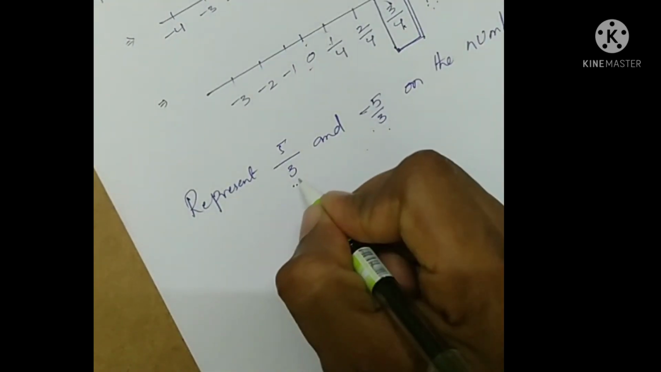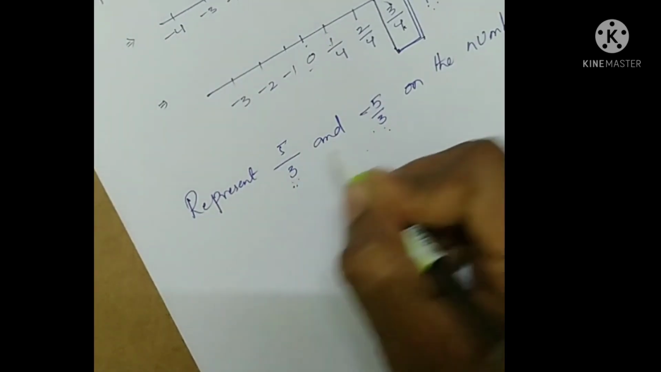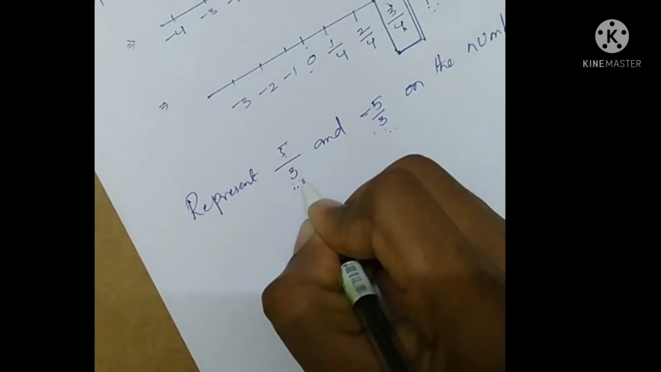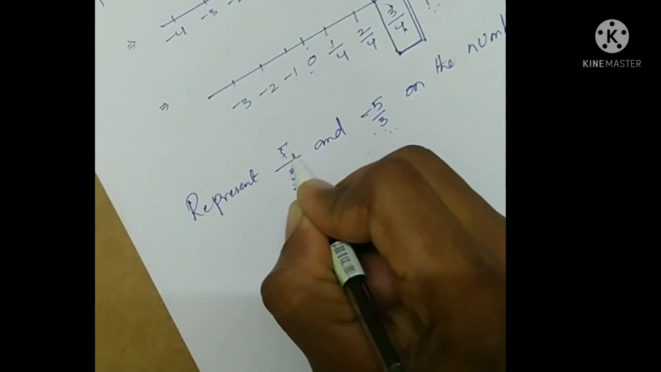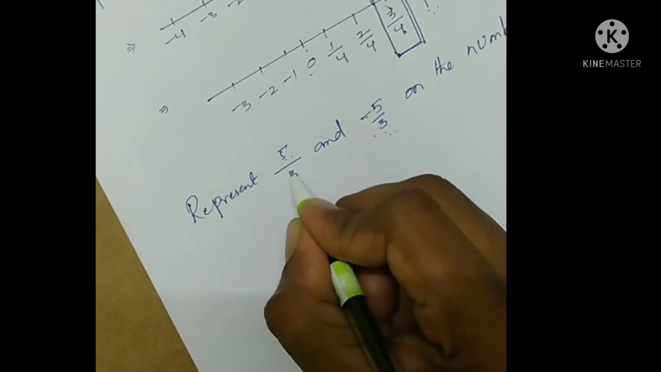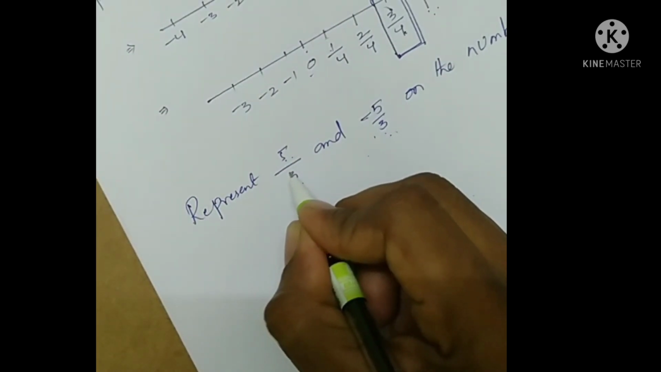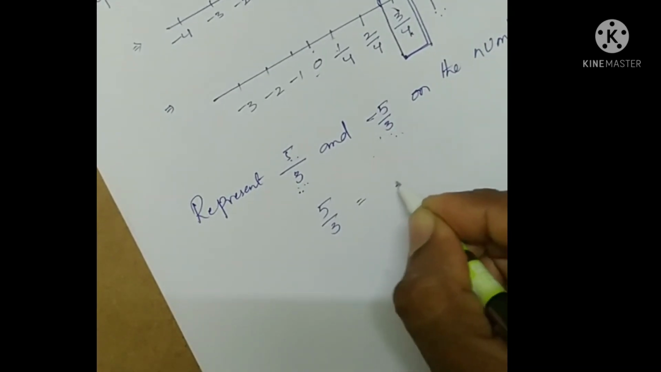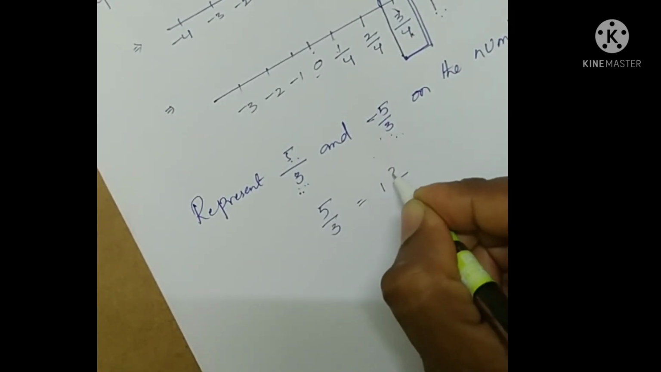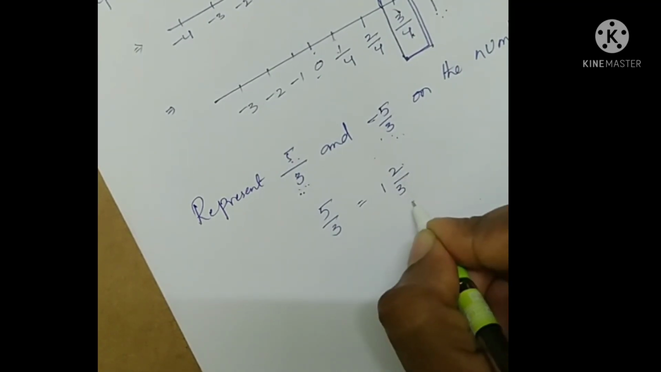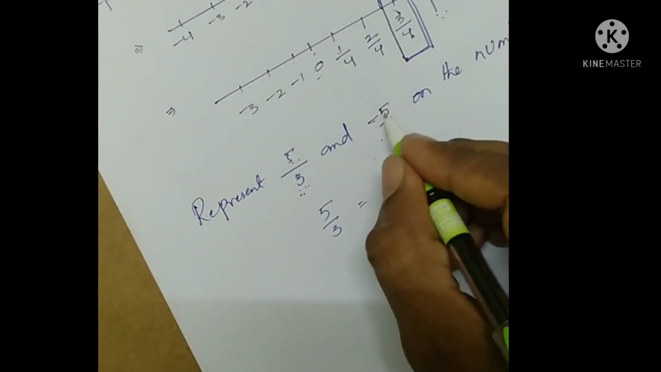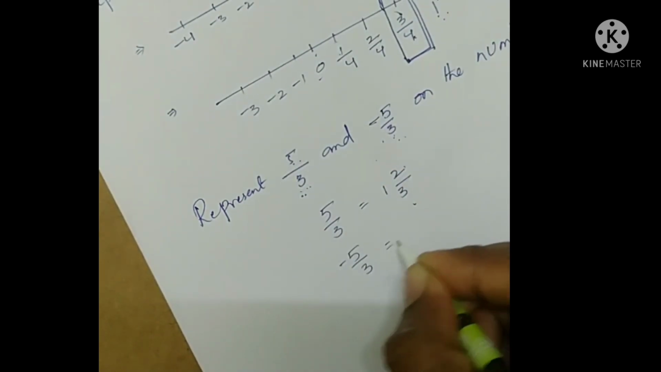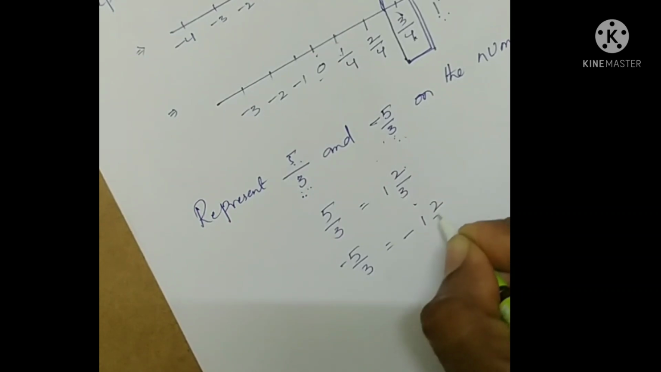So these two fractions are improper fractions. Why? Because here the numerator is greater compared to the denominator. The numerator is greater, right? So here let's change it into a mixed fraction. 5 by 3 means 3 ones are 3, remaining 2. So 1 and 2 by 3 is our mixed fraction. Next, minus 5 by 3 is equal to minus 1 and 2 by 3.